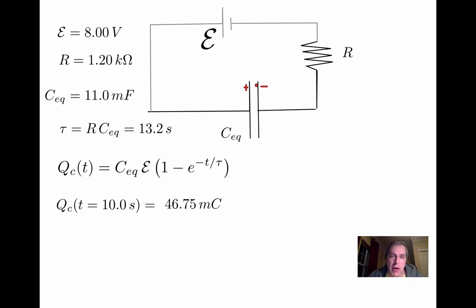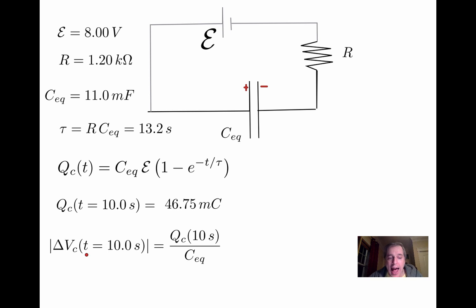C1 and C2 were in parallel. Now remember that when two capacitors are in parallel, they don't necessarily have the same charge on them, but they have the same voltage. So this Q here will not be useful to us to find the final answer. What we have to work with is the voltage, because the voltage across C equivalent will be the same as the voltage across C1 and C2. So let's calculate the voltage.